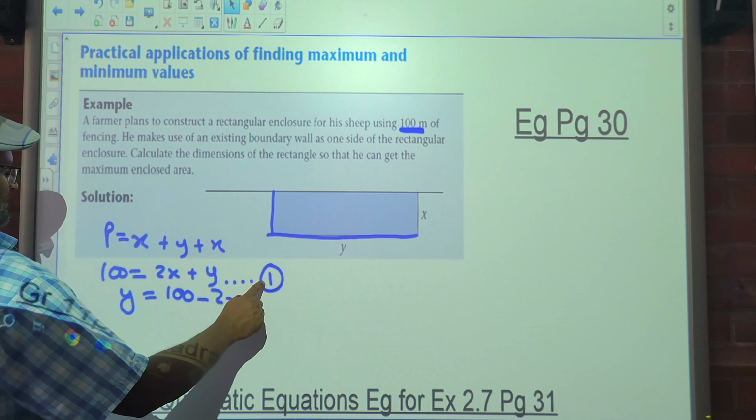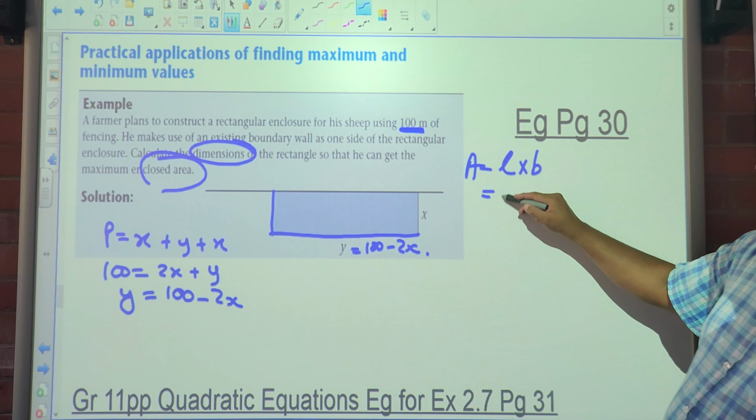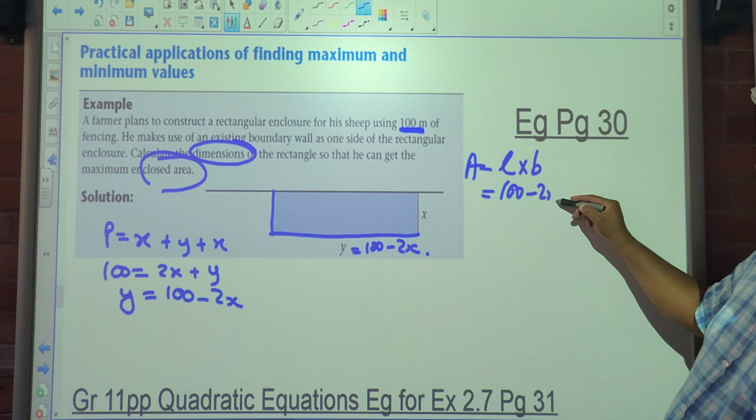Calculate dimensions. What are dimensions? Measurements or lengths of the rectangle so that you can get the maximum enclosed area. How do you calculate the area of a rectangle? Length times breadth. So what's the length here in this case? Y, yes, which is also 100 minus 2x, times the breadth, which is x. You all see that, people?